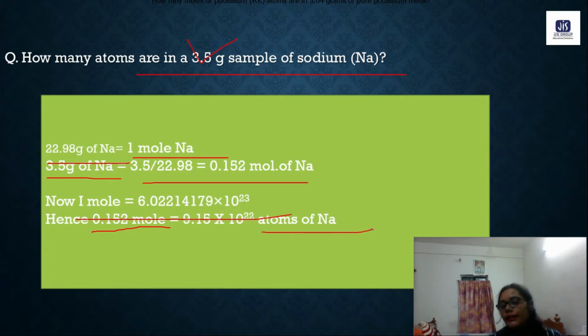So you may have this type of problem in your exam from this portion. You have to practice very well, otherwise you can't understand how to solve the problem. The problems are very easy, you only have to remember some things: 1 mole equals, for any substance, its molecular weight in gram, and 1 mole equals 6.02214179 × 10^23 number of atoms. If you remember all these things, then you can understand.